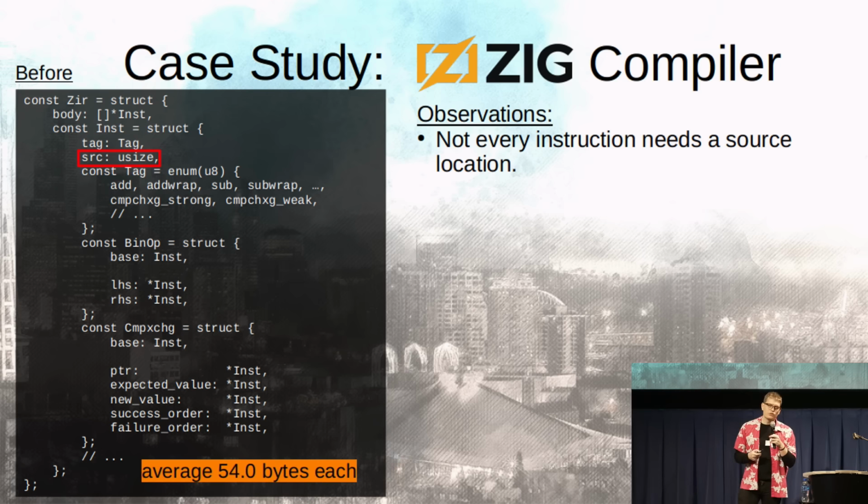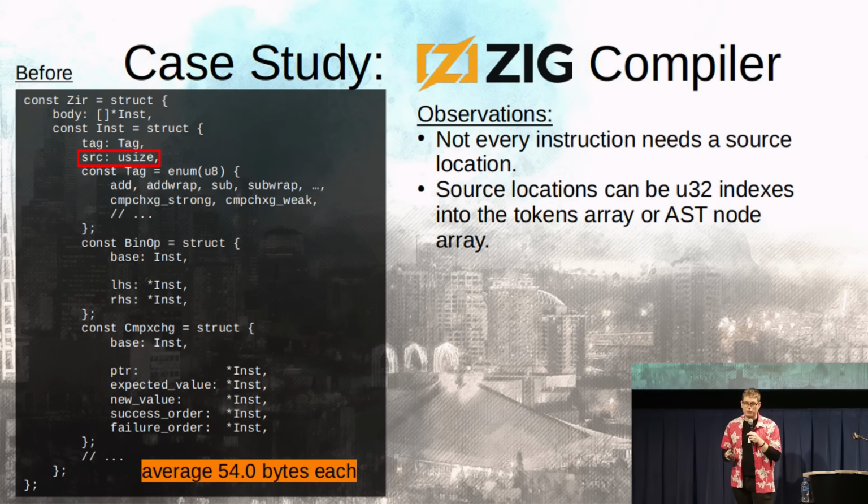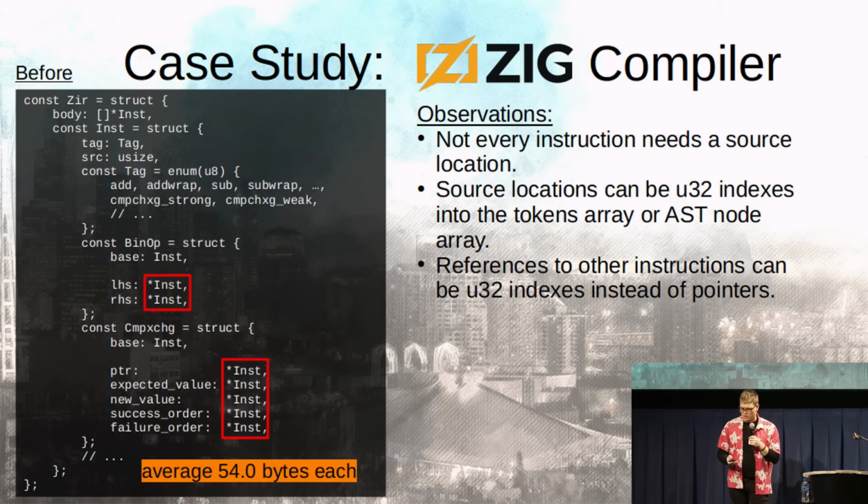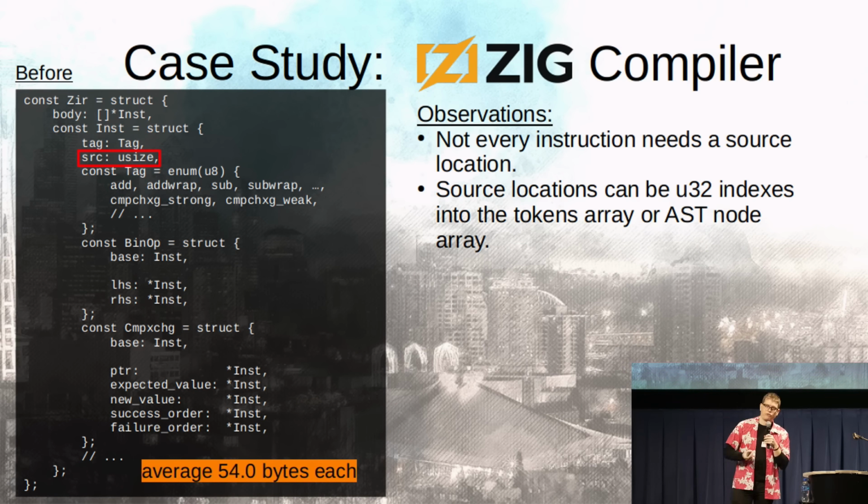So here's some observations. Not every instruction needs a source location. Some can be inferred from some other context. Source locations can be u32 indexes into the tokens array or AST node. So that's going to drop the size of that one in half. Also this one, before it was like some canonical source location thing. Now, since we're doing encodings, the encoding tells you the meaning of the source location. So the encoding can say, in this case, the source location is a token index, or in this case, the source location is a node index.